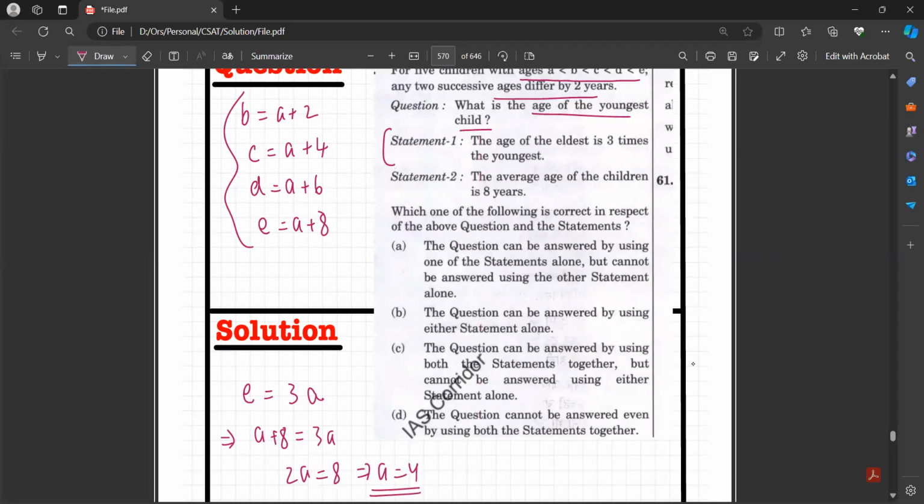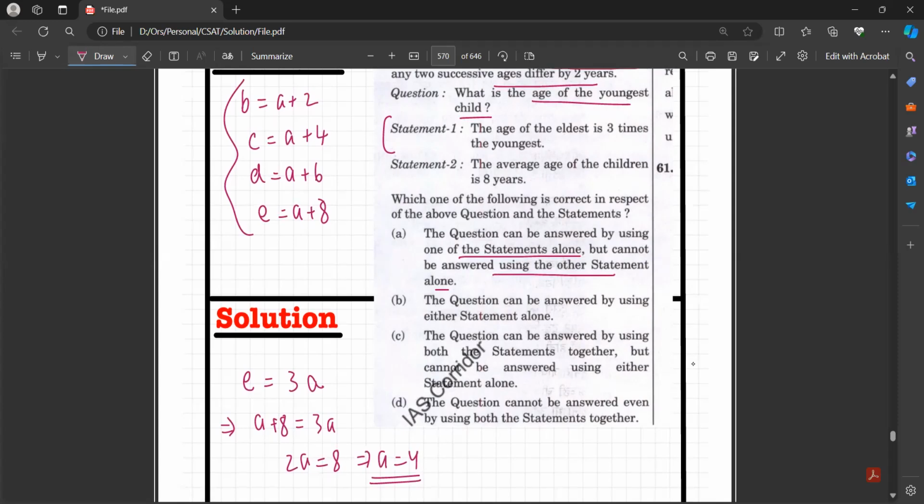Now it may run in your mind that only statement 1 is sufficient to answer the question. Let us read the statements. Is it that kind of question? The question can be answered by using one of the statements alone, but cannot be answered using the other statement. We need to check whether the other statement is feasible or not. Let us go for the other statement.